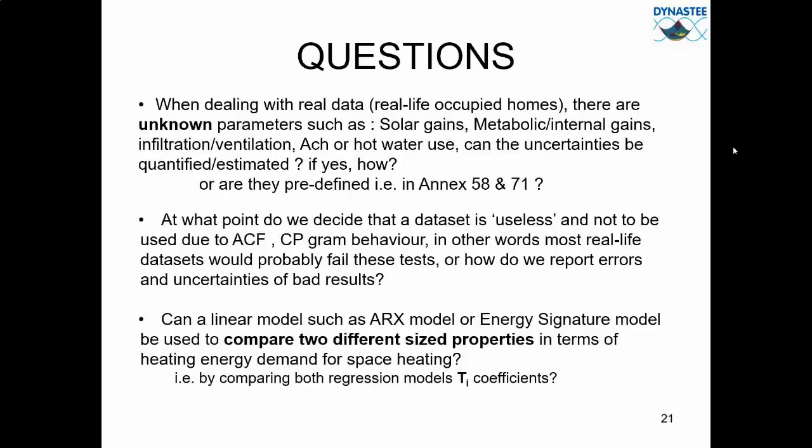So, Aitor, can you reply to this question? Sure. Okay, so we received this question from Dayar Alan. When dealing with real-life occupied homes, there are unknown parameters such as solar gains, metabolic internal gains, infiltration, ventilation or air change per hour, or hot water use. Can the uncertainties be quantified, estimated? If yes, how? Or are they predefined as, for example, in Annex 58 or 71?